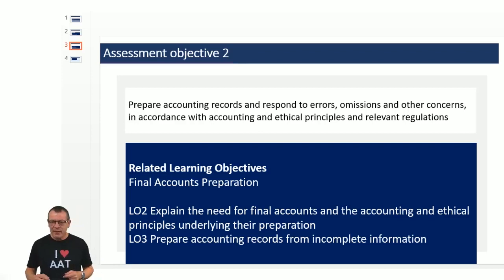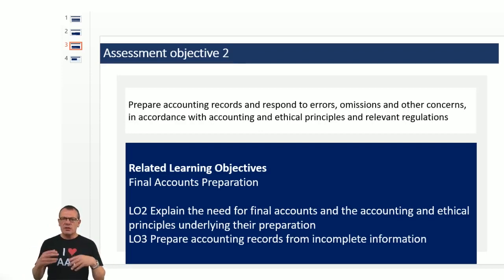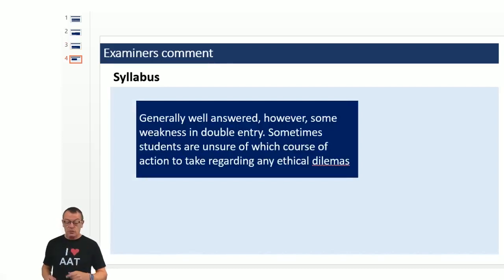Okay. Now, since we know what the examiner is looking for, let's see how this question is answered. What are the examiner's comments on what feedback is available to students? And again, it's generic feedback. It covers a whole host of exams that have taken place under this unit. So the examiner's comment: generally well answered. However, some weakness in double entry.